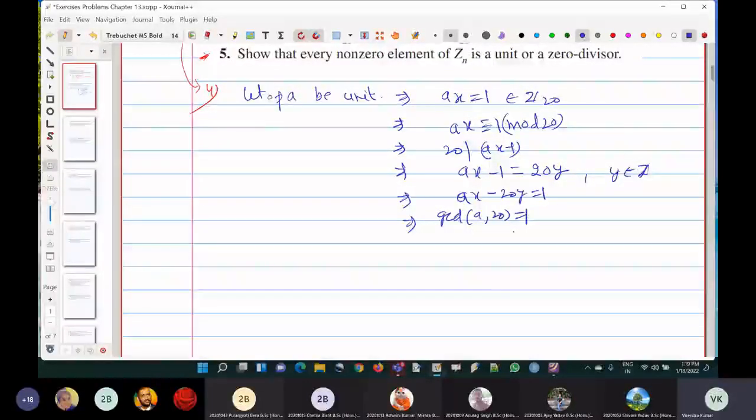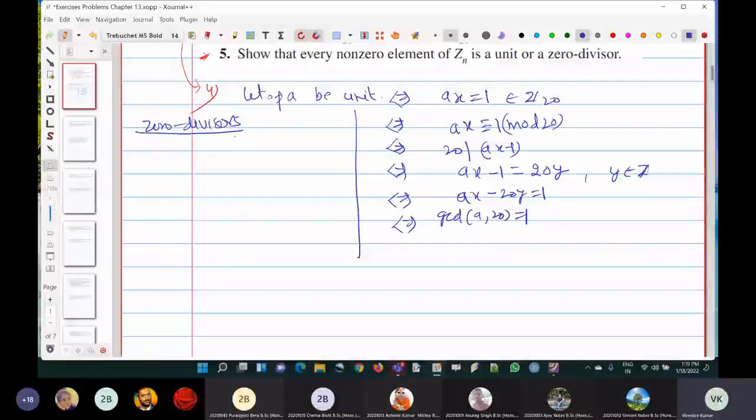So if a is a unit, then it should be relatively prime to 20. So to find out the units of Z20, we need to find all those elements of Z20 which are relatively prime to 20. And this goes in reverse order too, if and only if. Understand? Yes, sir.